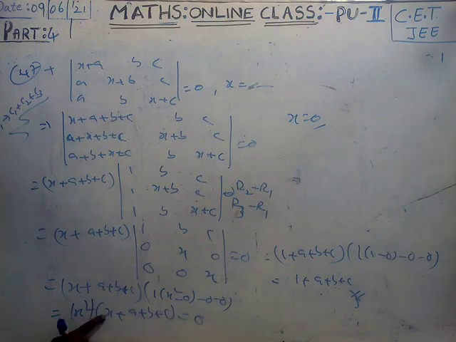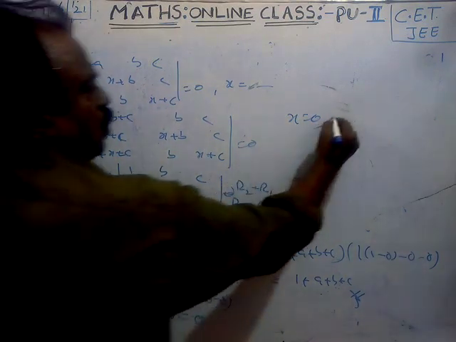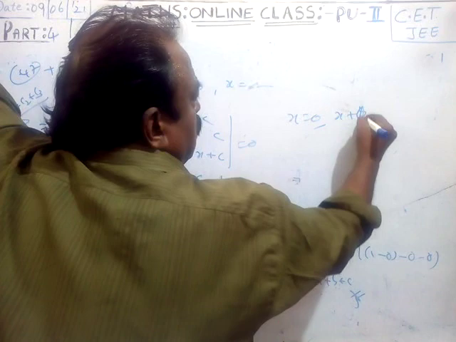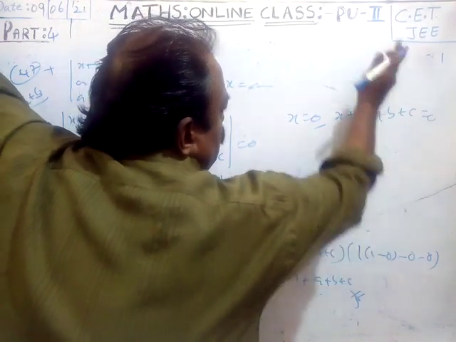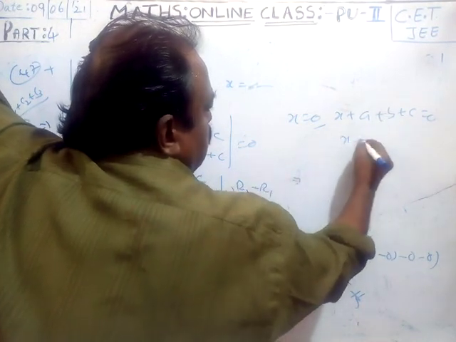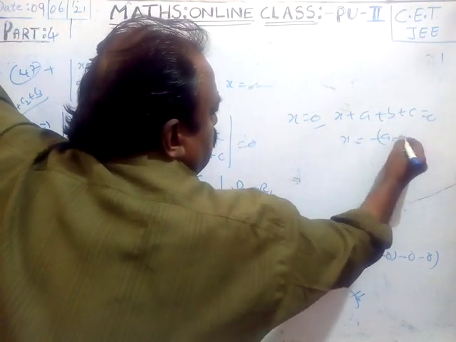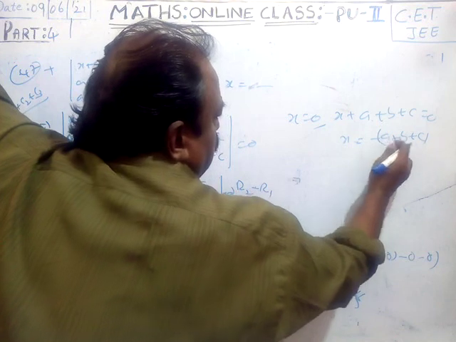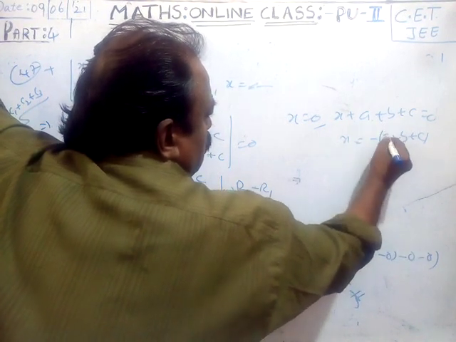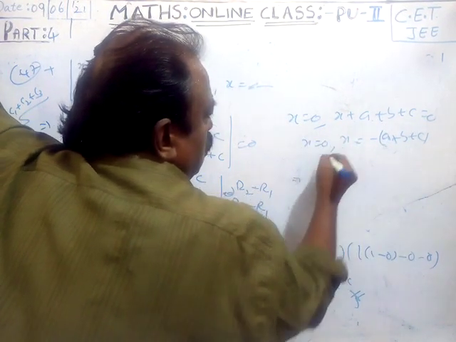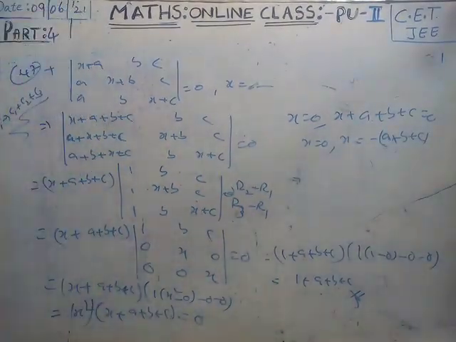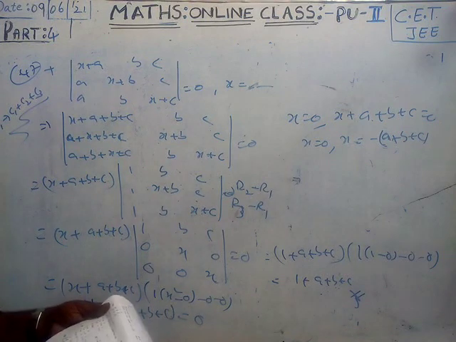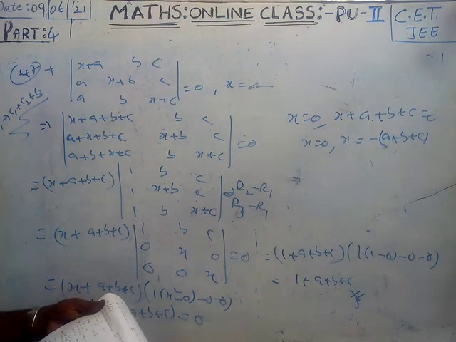First one. x plus a plus b plus c is equal to 0. That means x is equal to minus of a plus b plus c. So x is equal to 0 or x is equal to minus of a plus b plus c. So that is the thing. Okay, like that we have to solve the problem. I'm going to just pause.